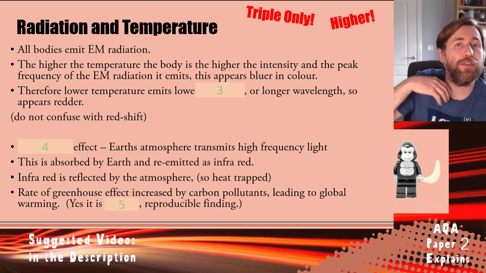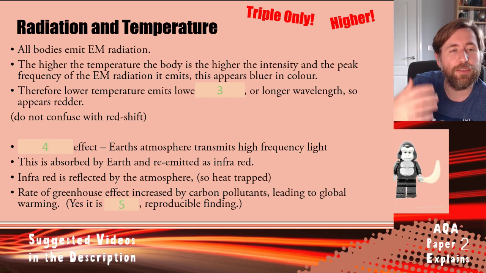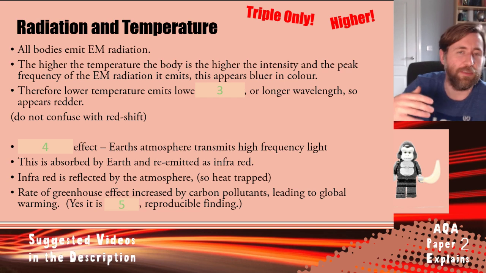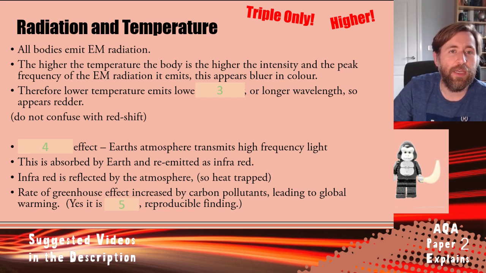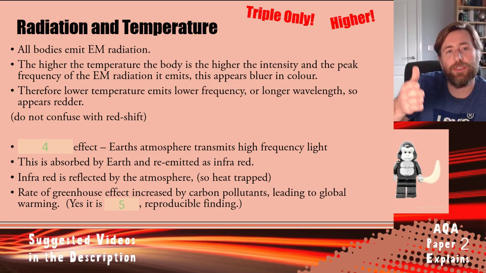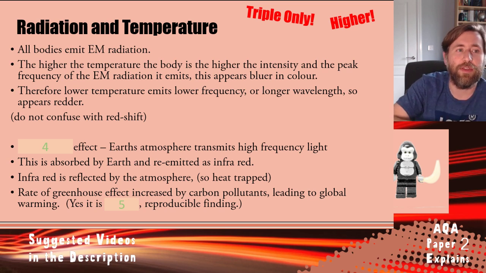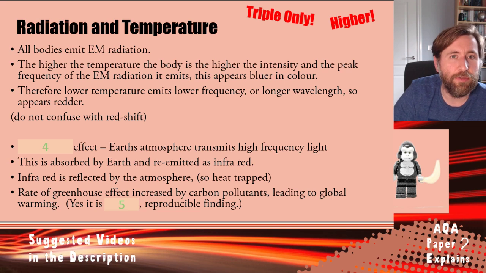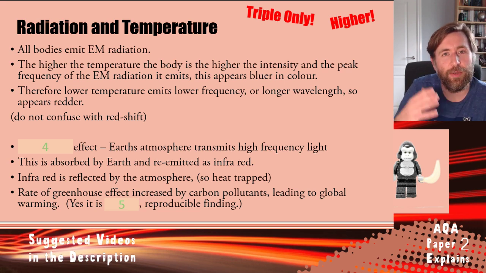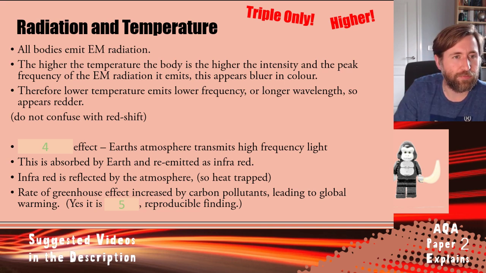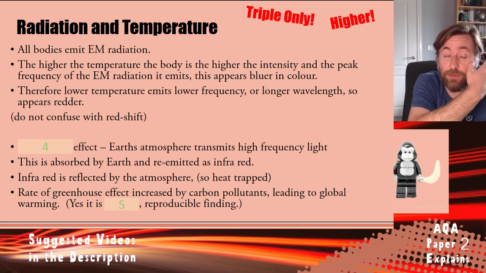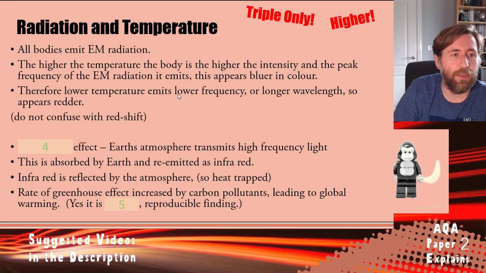The higher the temperature, the higher the frequency as well. So hotter, higher frequency, therefore those stars, those objects in the universe, look bluer. Lower temperature emits lower frequency, so longer wavelength, so those stars, those objects appear redder. Now don't confuse that with redshift. It's not about it being shifted because it's moving, but about it actually emitting redder light because it's cooler. So hence a red giant.